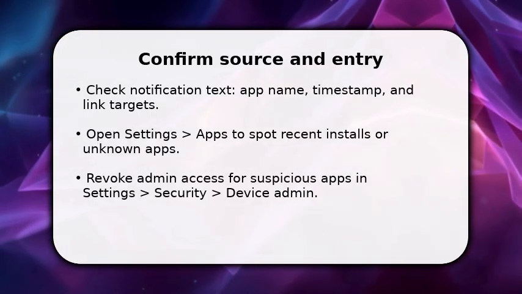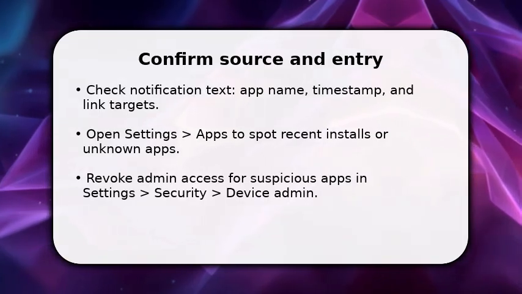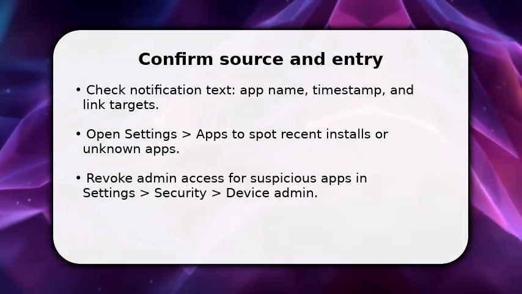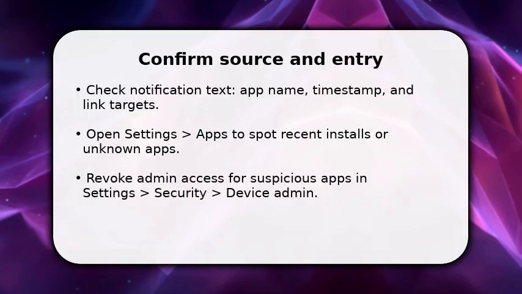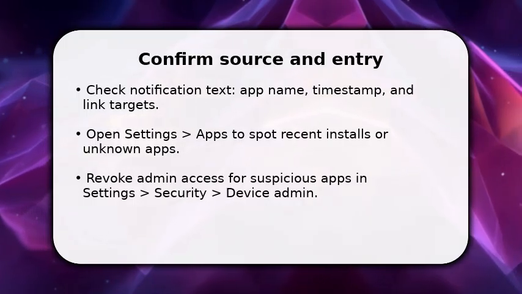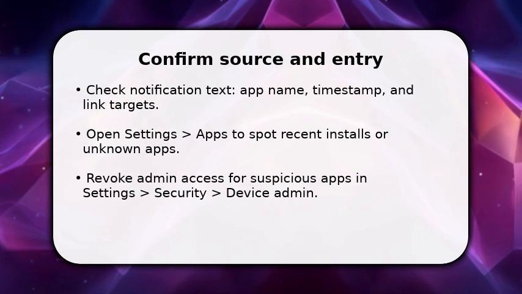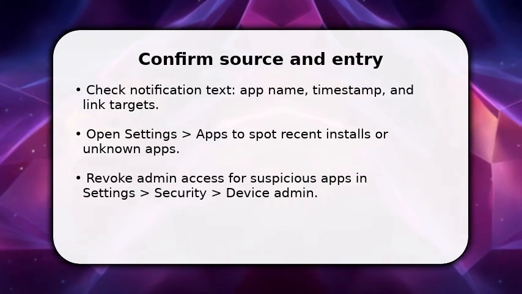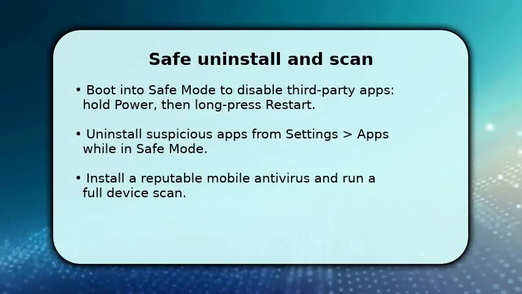Once you find it, open its app page, and before uninstalling, go to Settings Security Device Admin to revoke any device administrator rights the app has. This prevents it from blocking removal. Once admin rights are removed, reboot into safe mode so third-party apps stay inactive.